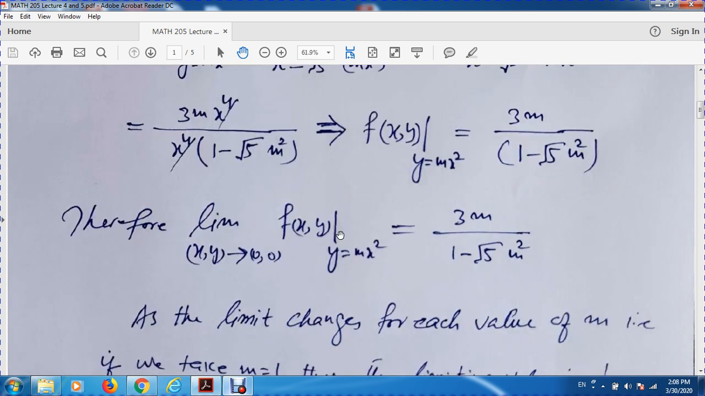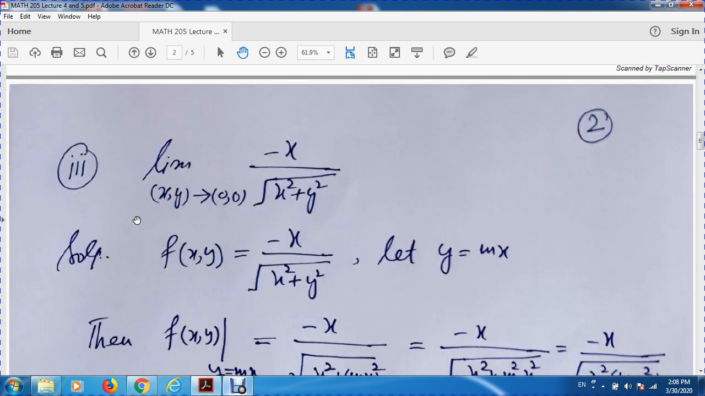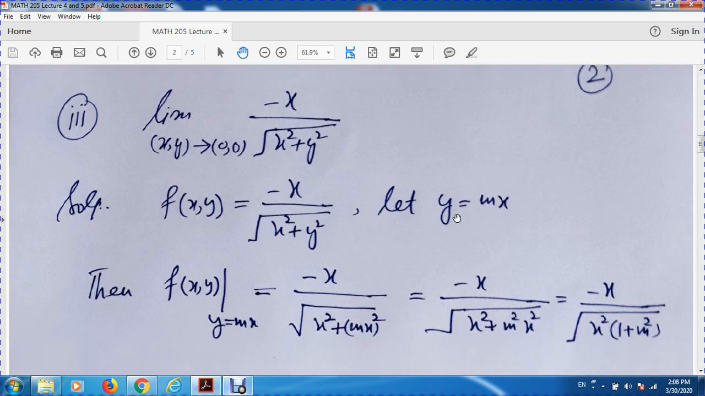If I jump to the third part of the practice problem, we can consider the path y equals mx, the path y equals mx squared, and the path y equals mx cubed. In this course, we will consider these three paths. If the first path, y equals mx, says the limit exists, but the question was to prove the limit does not exist, then we move to the second path, y equals mx squared. If the limit still exists, then you move to the third path, y equals mx cubed, and check whether the limit exists or not.